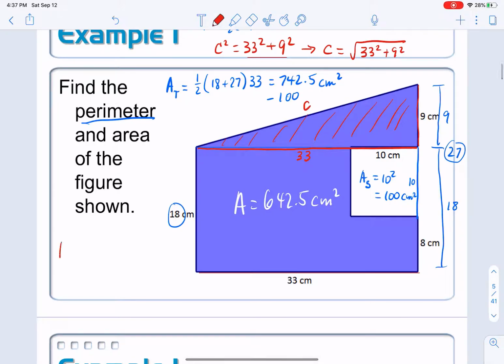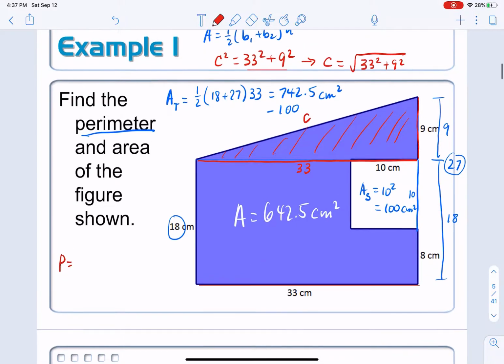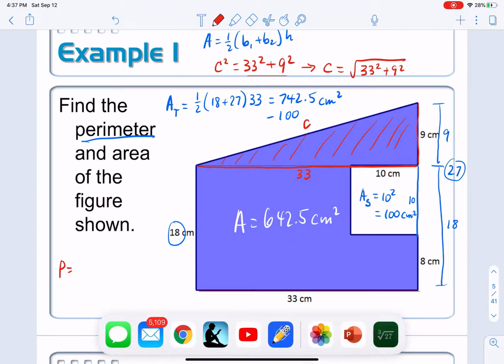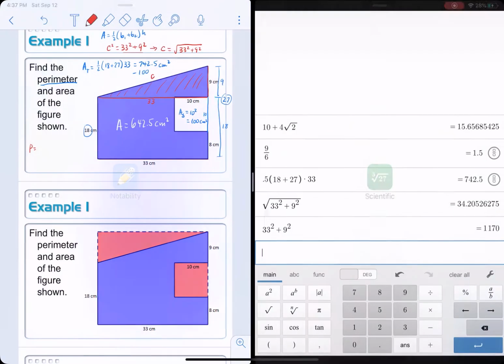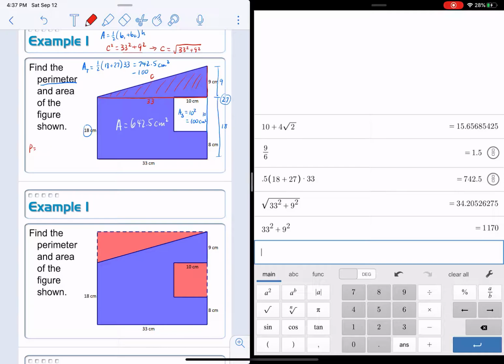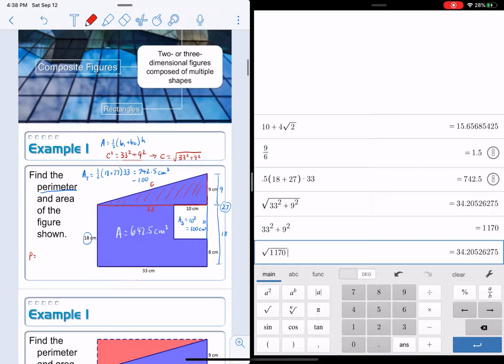So here my perimeter is going to be equal to all of my straight segments. You know what I'm going to do? I'm just going to pull up the calculator and I'm going to add these all together. So I already have this square root up there. So I'm actually going to do the square root of, what was it, 1170 again. And then let's add up all of our straight pieces that are here.